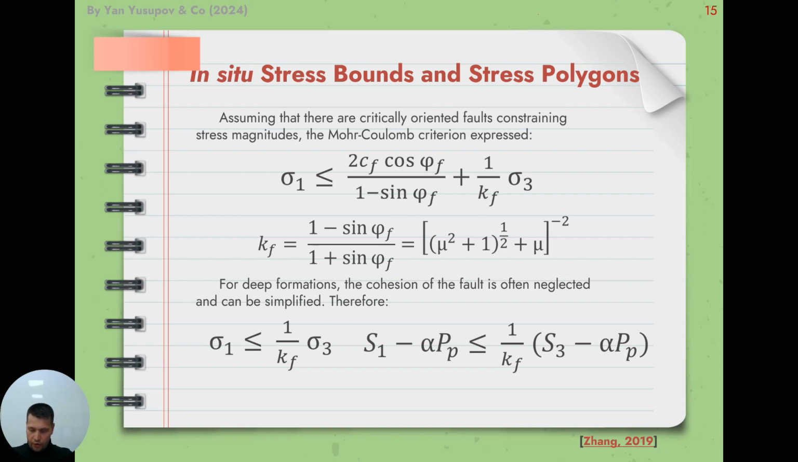Okay, for deep layers, the fault cohesion can be neglected and the equation can be simplified. Therefore, to avoid a fault from frictional sliding, the in situ stress should satisfy the following equation, where sigma 1 is the effective stress, and S1 is the absolute stress.